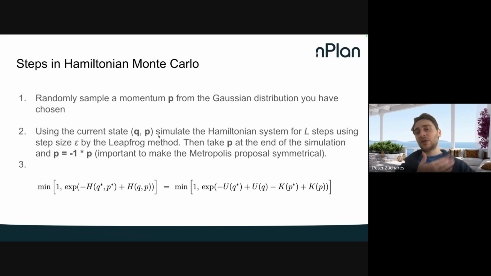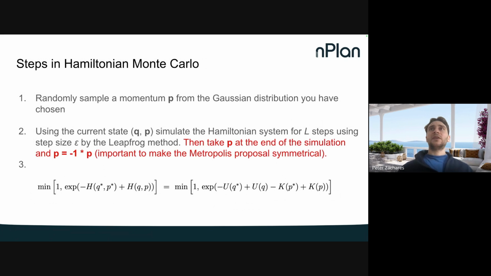so Q from the previous state, the sample from the previous state, and P, to simulate the Hamiltonian for L steps using step size E by the leapfrog method. So maybe you do like 25 steps of the leapfrog method. Then you take P at the end of the simulation and you negate it. And this is important for the Metropolis proposal to be symmetrical, or basically for this to become reversible.